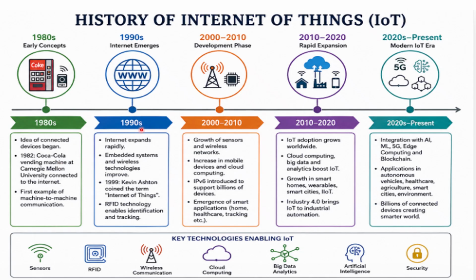In 1990, the Internet emerges. Here, the Internet expands rapidly. Embedded systems and wireless technologies improved, which enables identification and tracking systems. In the 2000s, growth of sensors and wireless networks increased. Increase in mobile devices and cloud computing. IPv6 was introduced, so it supports billions of devices on the internet. So in the 2000s, smart home, healthcare, tracking devices emerged in this development phase era.